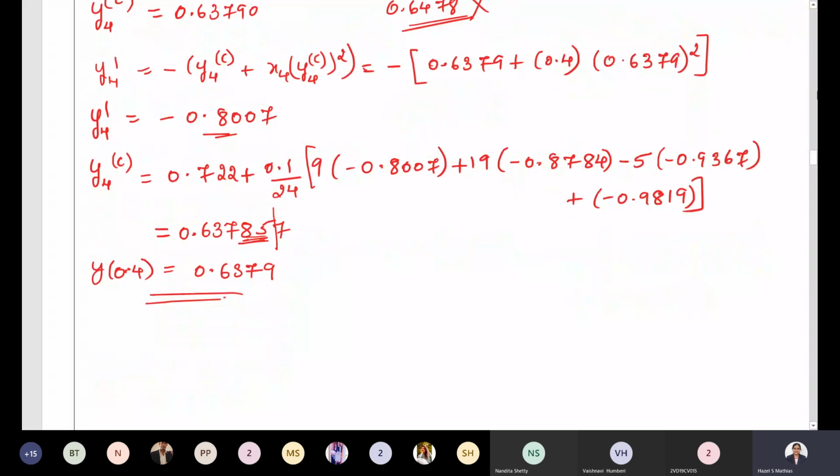Fifth question. Apply Milne's method to compute y of 1.4 correct to 4 decimal places given dy by dx is equal to x square plus y divided by 2. Okay, we need to apply Milne's method to compute y of 1.4 correct to 4 decimal places given a differential equation dy by dx is equal to x square plus y by 2 and the data is given. What data is given to us?